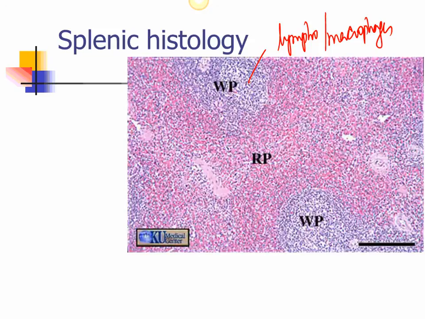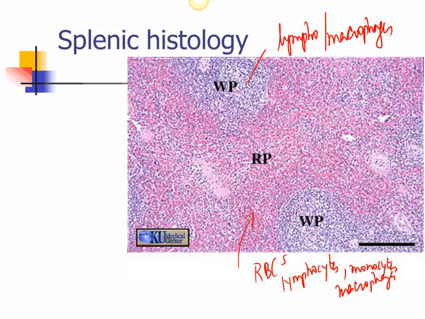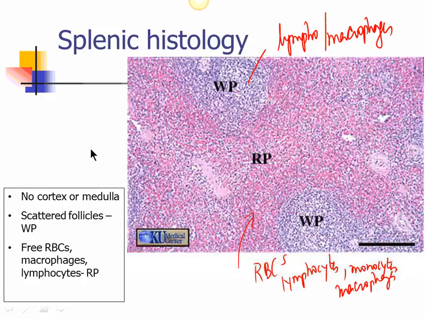white pulp. In the other area here, which is the red pulp, you find those red blood cells, the ones which come to die, and there's also a lot of blood flowing there. You'll find lymphocytes, monocytes, macrophages, all of these will also be present, but they are present loosely. They are not aggregated together in the form of a follicle. So that is very typical of spleen, having a red pulp and white pulp. No cortex or medulla, scattered follicles which we call white pulp, and then there are free RBCs, macrophages, lymphocytes, which is the area which we call red pulp.